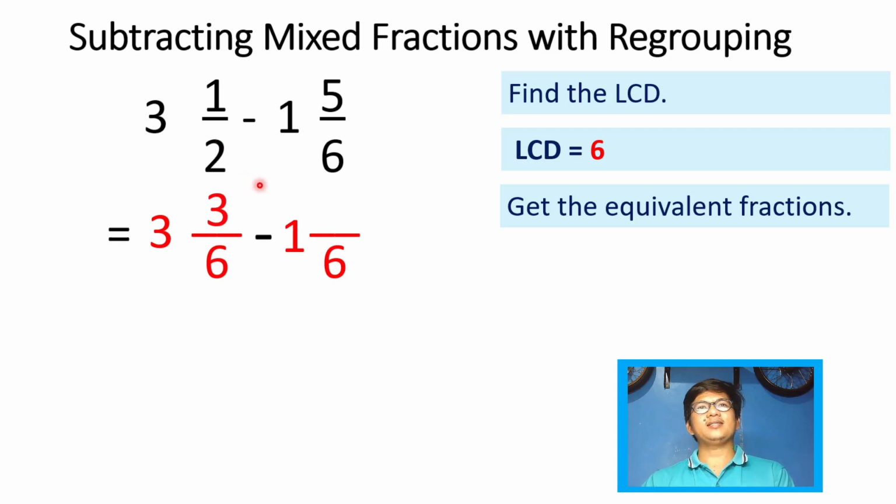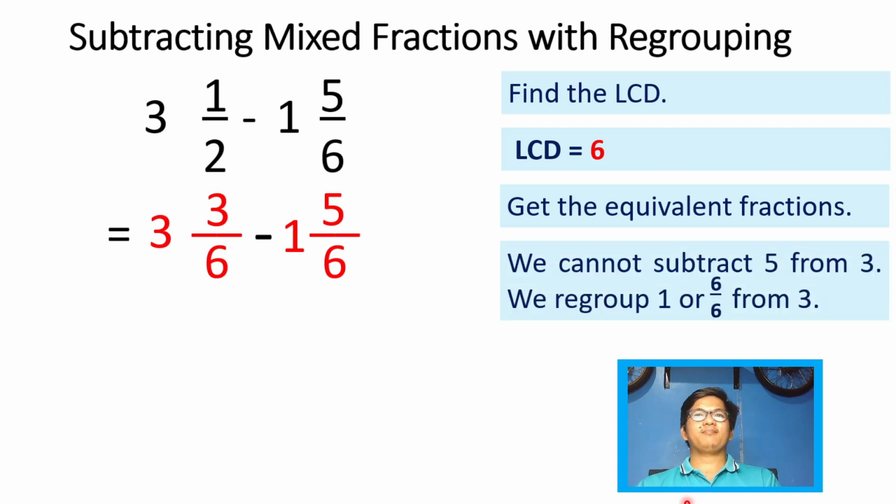Then, same thing, same procedure dun sa our minuend. 6 became 6, it was multiplied by 1. So, 5 multiplied by 1, our answer is 5. What do you notice on our given? Obviously, we cannot subtract 5 from 3.